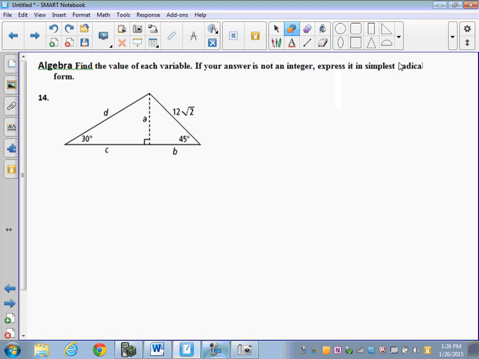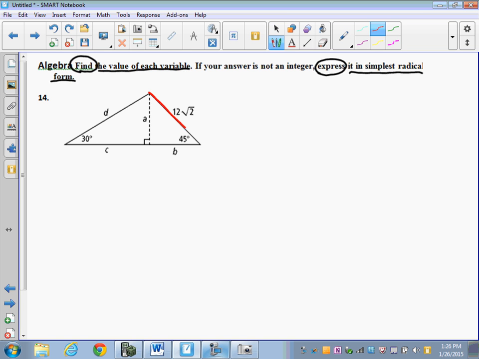Problem 14 is probably the hardest problem on this review. It says find the value of each variable. If your answer is not an integer, express it in simplest radical form. But whenever I take a look here, I want to see what measurements I have.